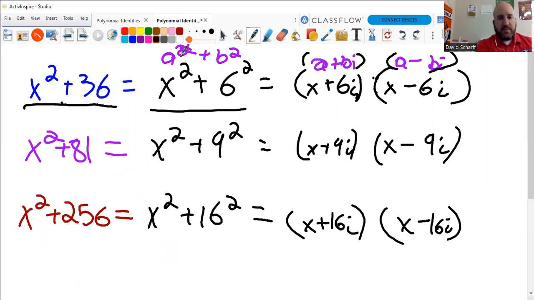Again, it's pretty much just memorizing this pattern. Since it's a squared plus b squared, this is what I'm trying to turn all of these into. So a squared plus b squared. 36 is 6 squared. So it turns into x squared plus 6 squared, x plus 6i times x minus 6i. 81 is 9 squared, x plus 9i times x minus 9i. 256, 16 squared, x plus 16i times x minus 16i.